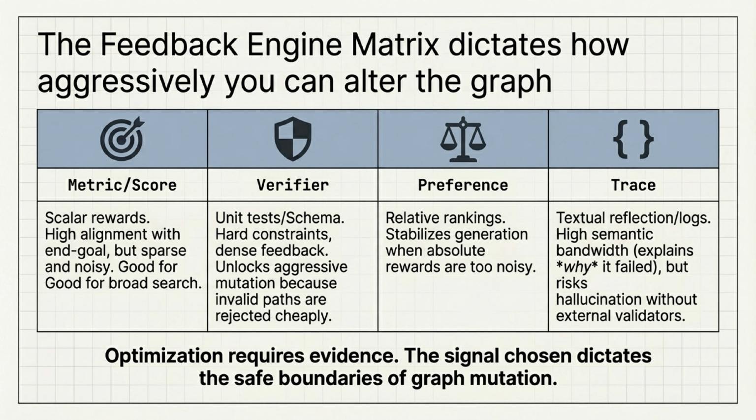So, how do we safely authorize these changes? Optimization requires evidence, and the signal you choose dictates the safe boundaries of graph mutation. You can use scalar metrics, which align well with end goals but are often noisy. You can use verifiers for dense feedback and hard constraints, unlocking more aggressive mutation safely. You can use preference rankings to stabilize generation. Or you can use traces, which provide high semantic bandwidth explaining why something failed, but carry a risk of hallucination if you lack external validators.